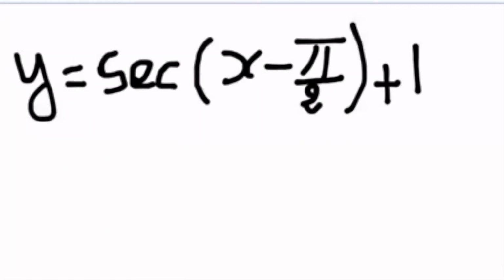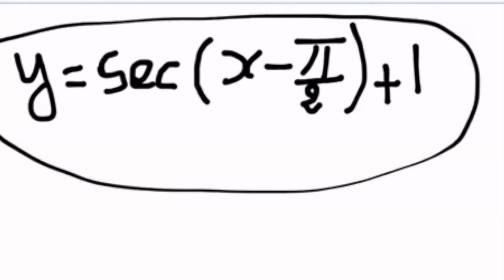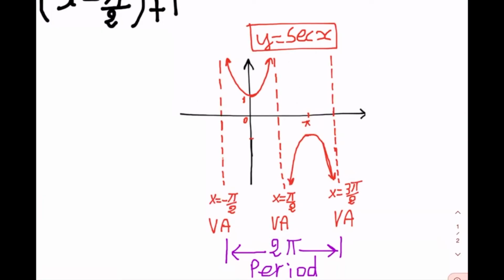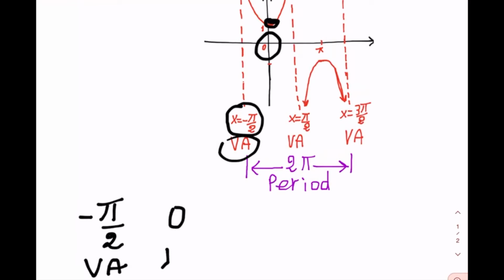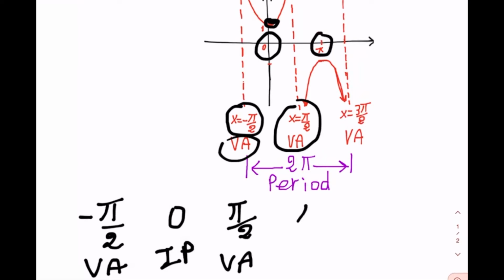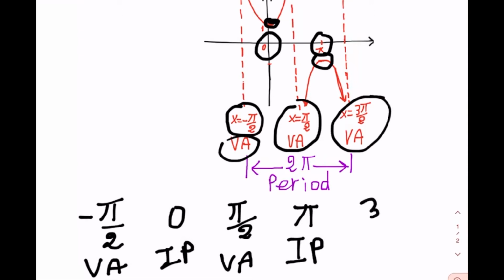I'm going to show you a simple way to graph this function using the graph of the parent function. So here's the graph of the parent function that you should remember. We have a vertical asymptote at negative pi over 2, and an intermediate point at 0, which is a minimum. We have another vertical asymptote at pi over 2, and another intermediate point at pi, which is a maximum. And we have a vertical asymptote at 3 pi over 2.